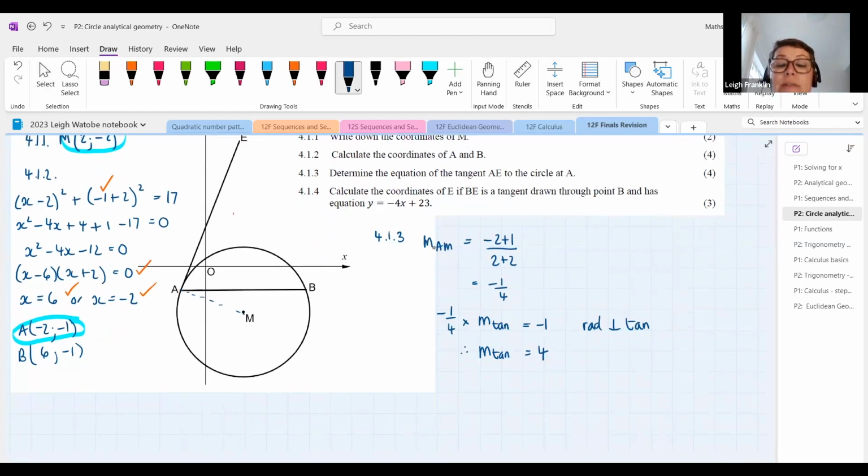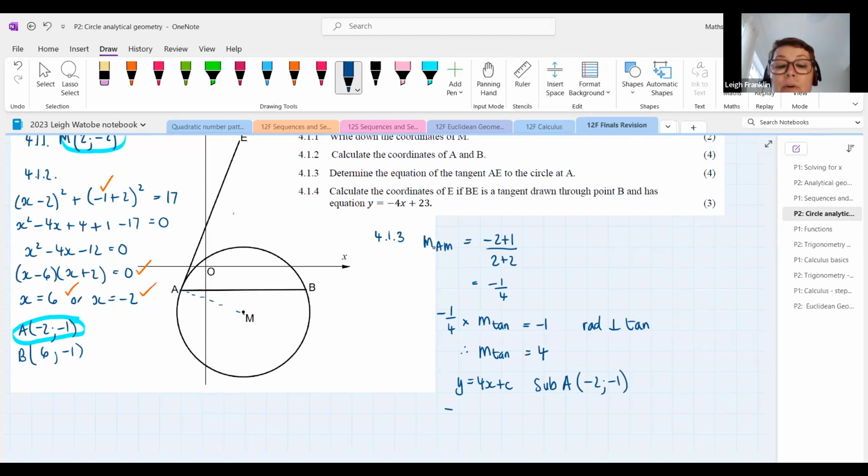And now we can sub into y equals mx plus c. So we've got y equals 4x plus c. We're going to sub in point A because the tangent goes through A. Remember, its coordinates are minus 2 and minus 1.